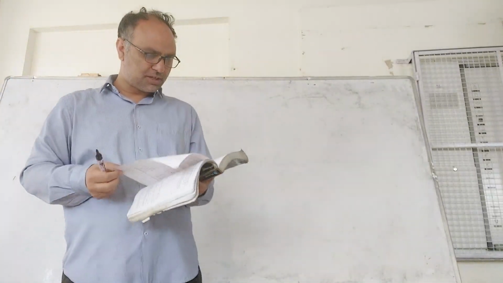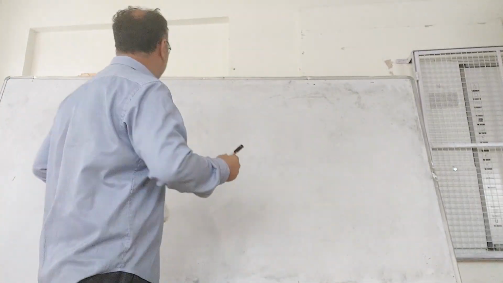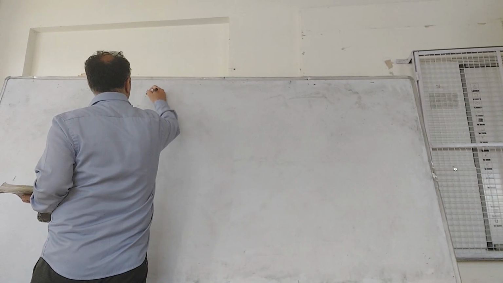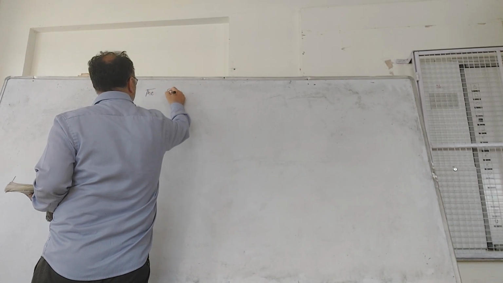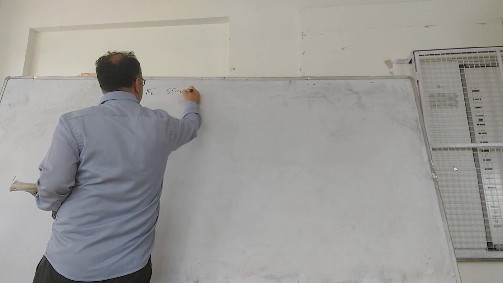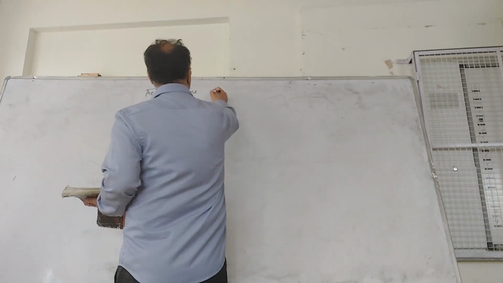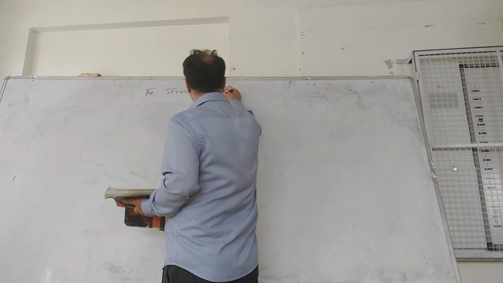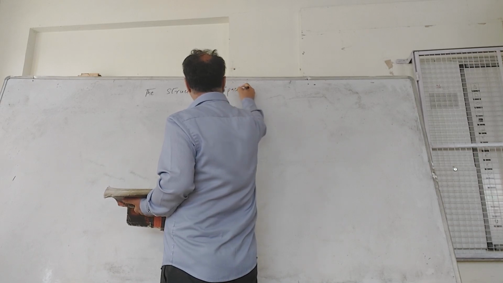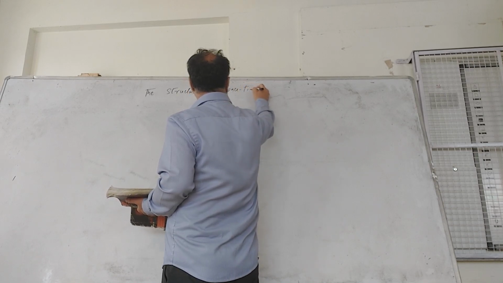So what we are going to study today is the structure of space-time. The structure of space-time we have studied in terms of the idea, we did a little bit of it. But of how there is a mathematical way we can represent it.